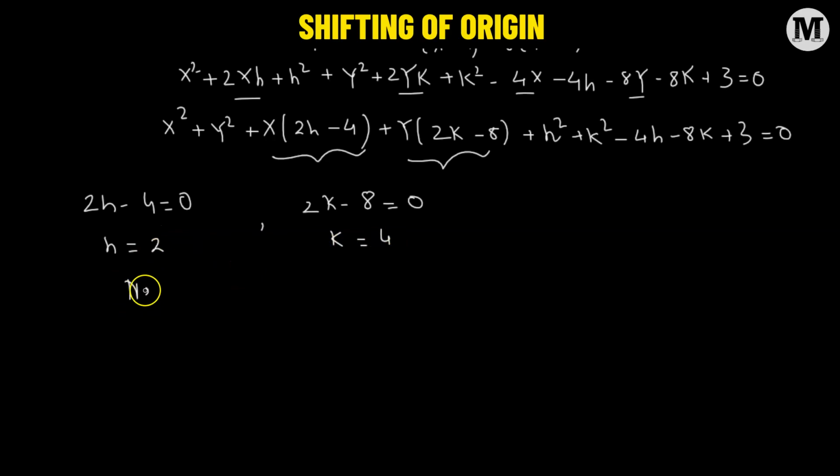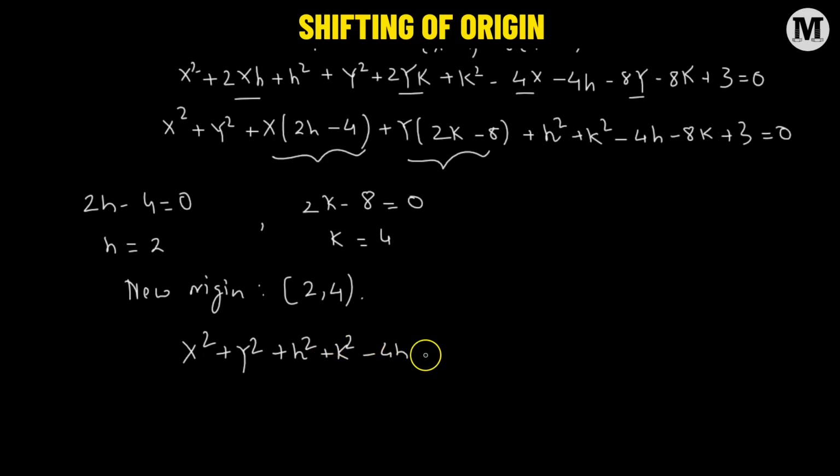So that means our new origin, which is given by the coordinates h, k, is going to be 2, 4. So at this new origin, let's write down the transformed equation. We have x squared plus y squared. The terms containing x and y are the first degree terms, so they will cease to exist, and we are left with a constant term, h squared plus k squared minus 4h minus 8k plus 3 equals 0. So this is going to be the transformed equation.